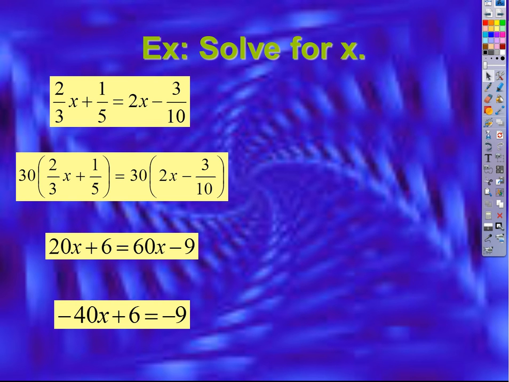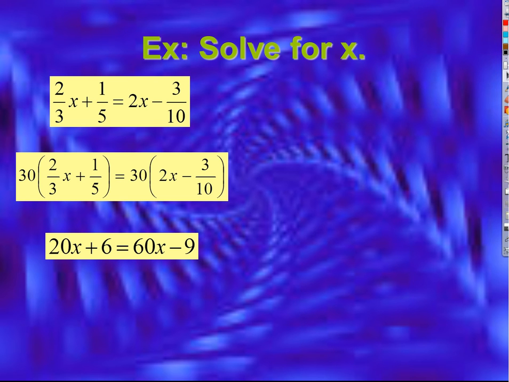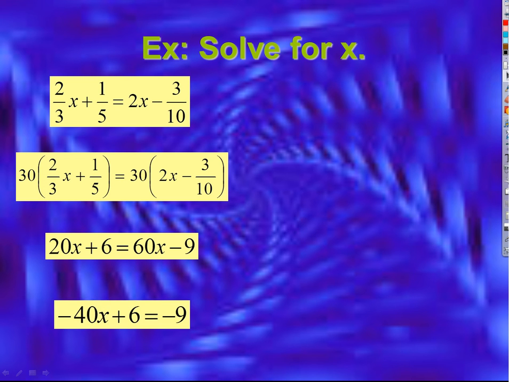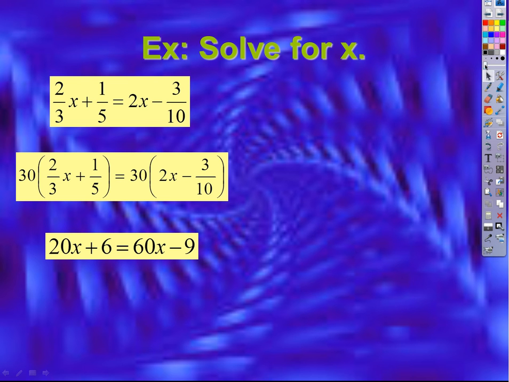We'll take it from there. We won't bother with them. So if we subtract 20x from both sides, we're going to get a 6. And then on this side, 60x minus 20x, 40x.